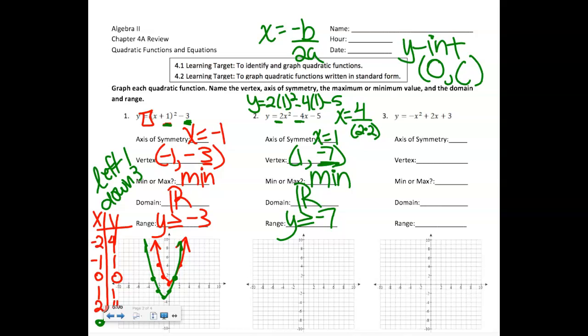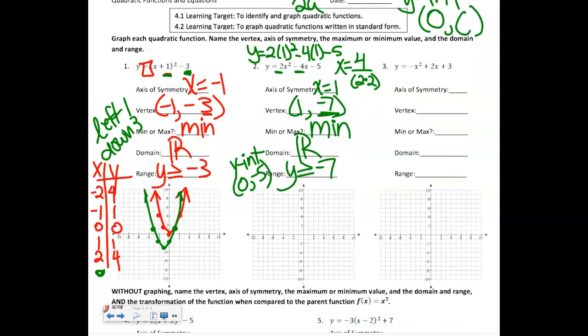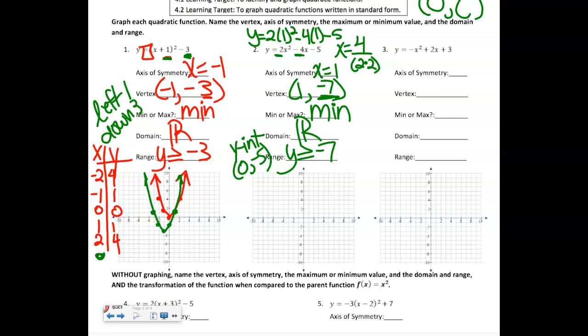So notice there's no spot for it. You just have to remember that I have to find my y-intercept, and it's 0, comma, -5. And those are the only two things we're going to graph. So I have my point here at 1, -7, so that's my vertex.